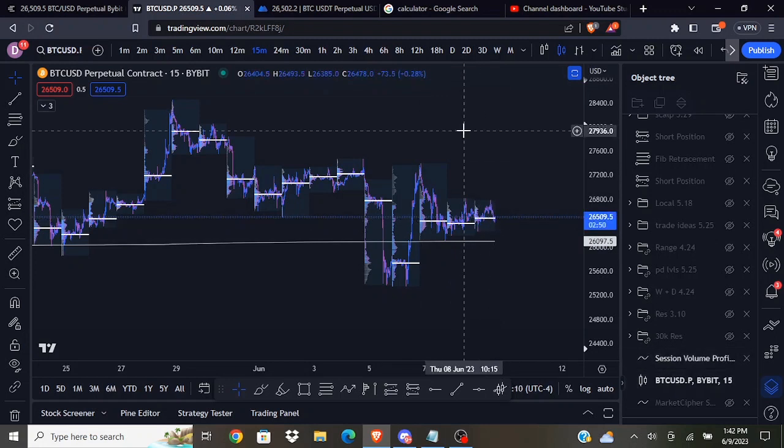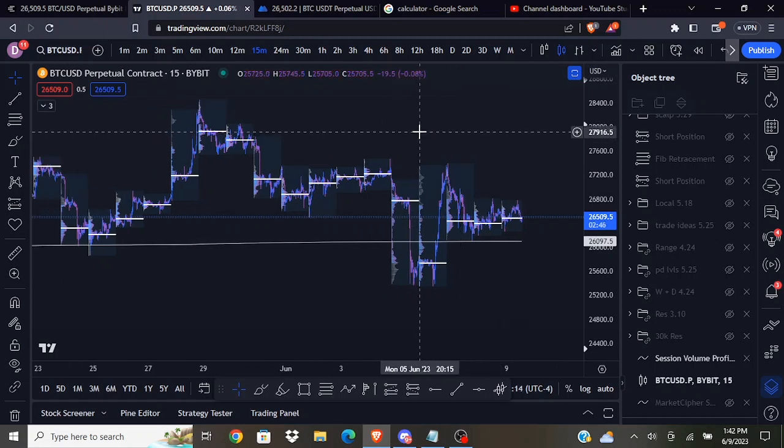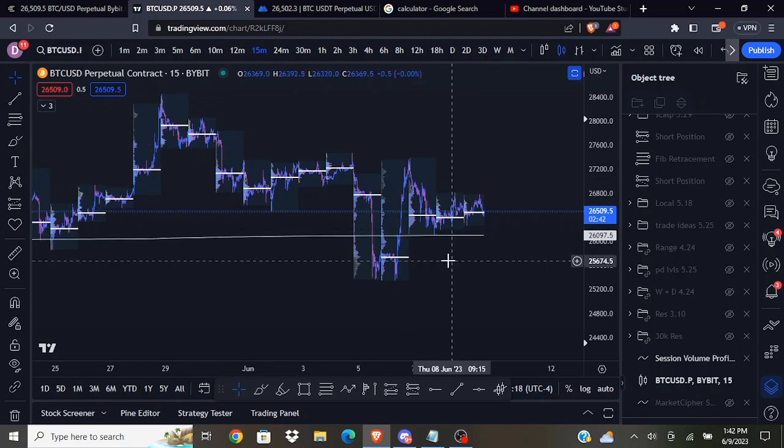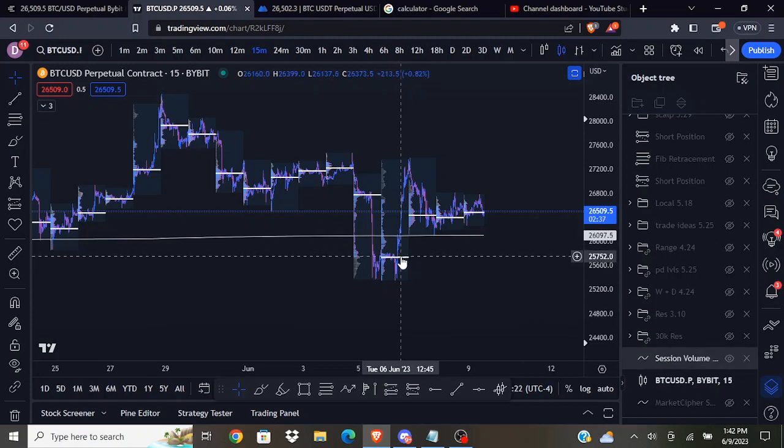So I'll first be going over how I mark out these levels, and I will then go over how I use them, how I use the previous day levels for my scalps, and how I use ndPOCs, how I prioritize which ndPOCs I focus on.